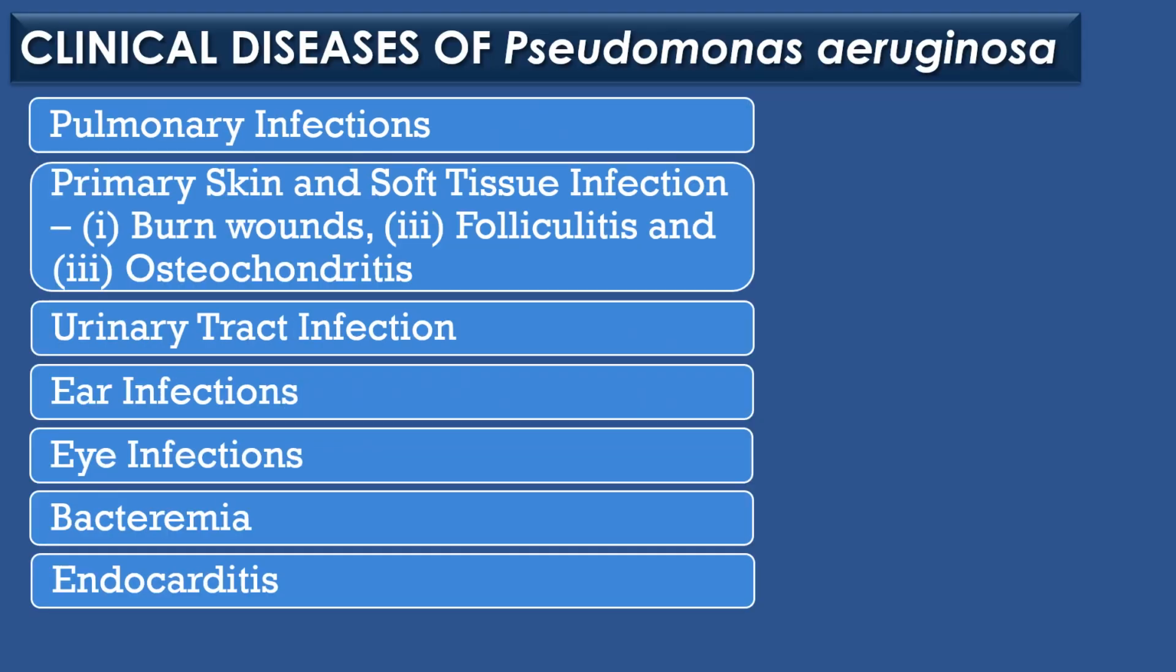Clinical diseases of Pseudomonas aeruginosa. Pseudomonas aeruginosa results in 7 clinical diseases. They are pulmonary infections, primary and soft tissue infections like burn wounds, folliculitis and osteochondritis, urinary tract infection, ear infection, eye infection, bacteremia and endocarditis.